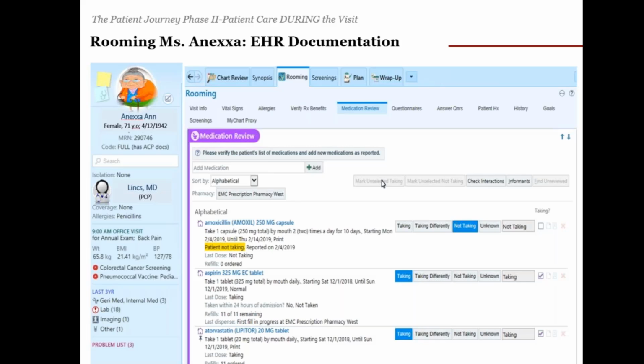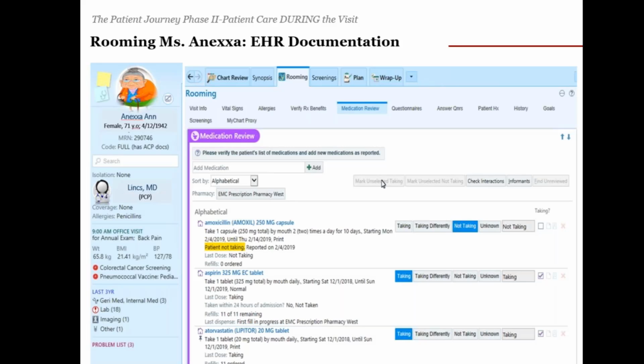And why I like this is that you don't have to think about it. You just know you have to, this helps you as a reminder, prompts you to get stuff done and check the boxes. So visit info, vital signs, allergies, verifying treatment benefits, medication review, questionnaires if you have any in there, answers, patient history goals, screening, and MyChart proxy.